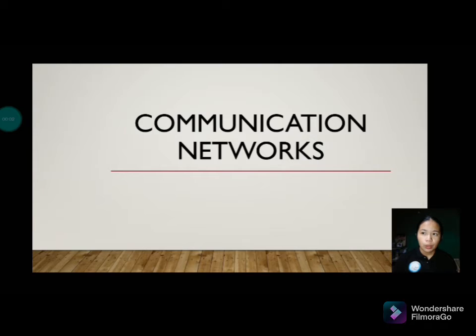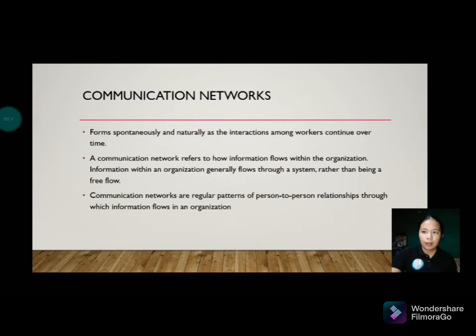So now we are going to tackle communication networks. So what are communication networks? It forms spontaneously and naturally as an interaction among workers continuing over time. A communication network refers to how information flows within the organization. Information within an organization generally flows through a system rather than being a free flow.